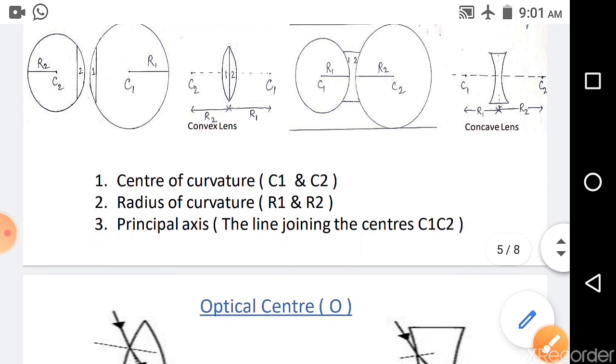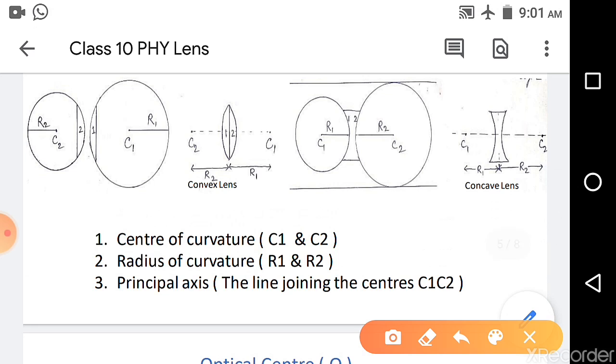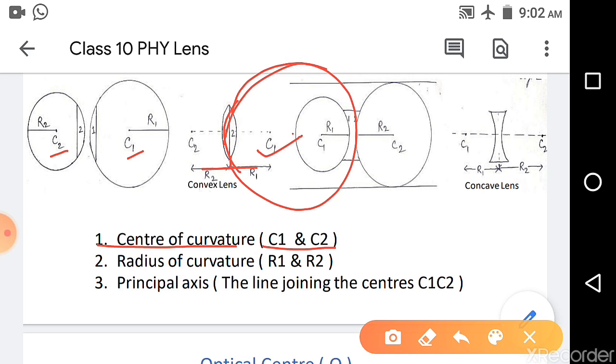Now see the terms of this lens. Center of curvature: C1 and C2 are called the centers of curvature. They are actually the centers of the assumed spheres of the lens. If we assume a sphere for this lens, we will have a center, and this center for the first surface is called the center of curvature for that surface.